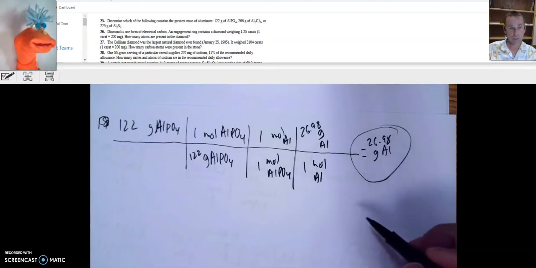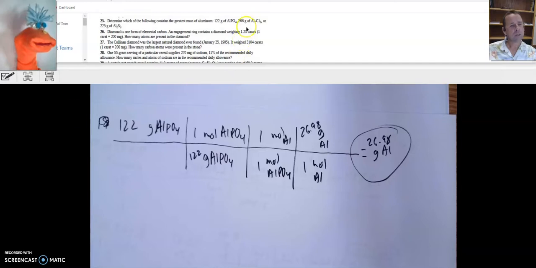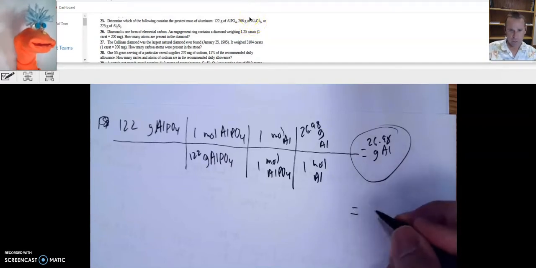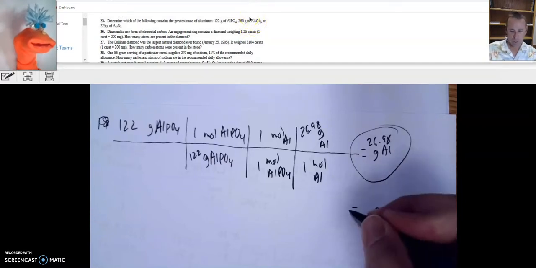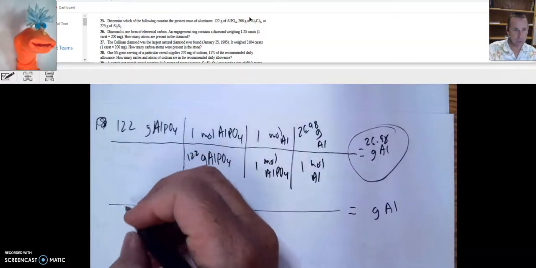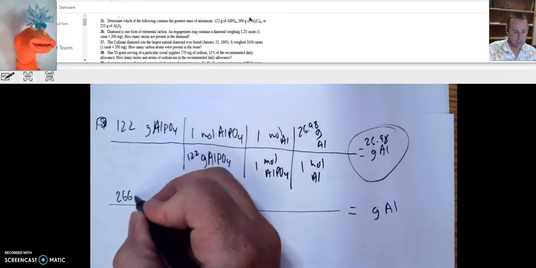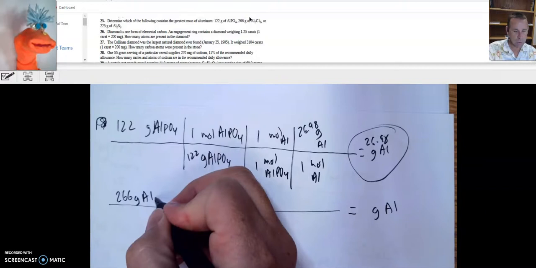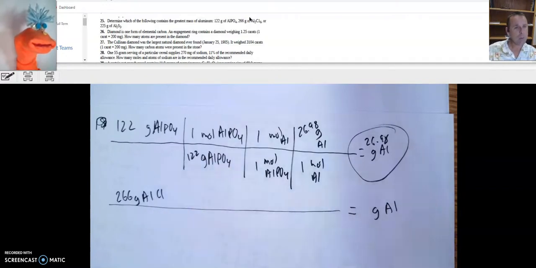So that means that, oh, look at this though. There's 2 aluminums for every unit of this material. So if I want to know grams of aluminum, and I have 266 grams of aluminum chloride, wait, this is Al2Cl6.